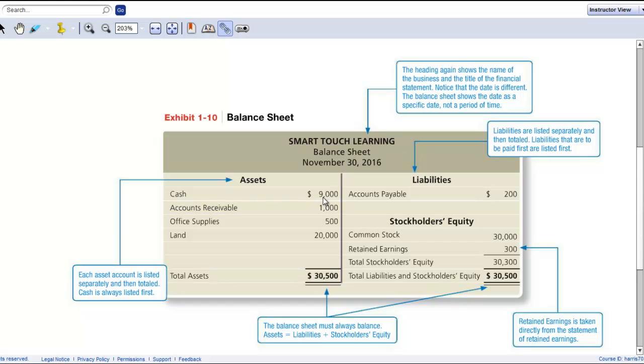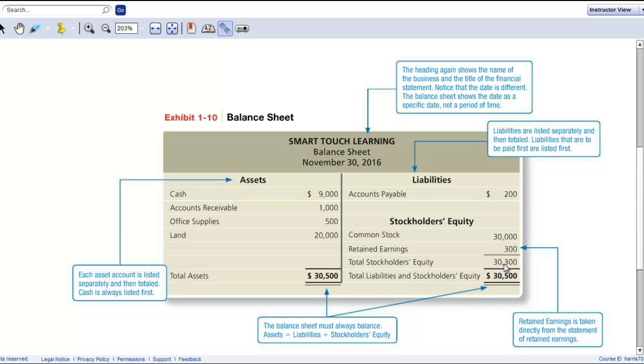So we have cash here, we have accounts receivable, office supplies, and land. Cash is almost always going to be listed first, okay? And these are all of our assets. We're just taking all of those balances that we saw in the opening couple minutes of the slide, and we're just categorizing this stuff. We add these up and it equals $30,500. We have one liability, and then we have our common stock and retained earnings, and we add that up and we also get $30,500. Once they balance, then we put a double underline underneath of them.